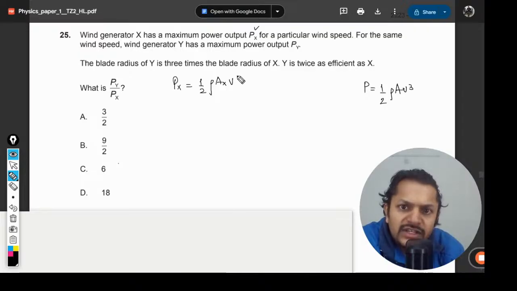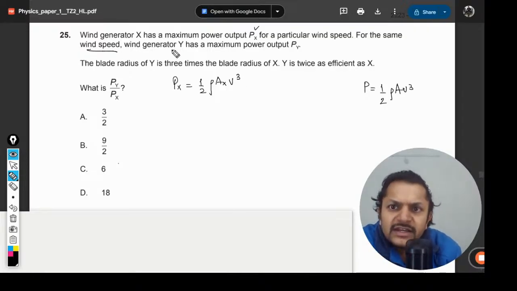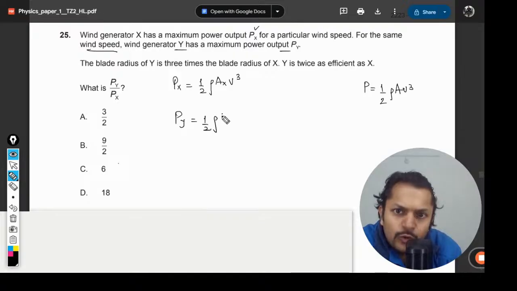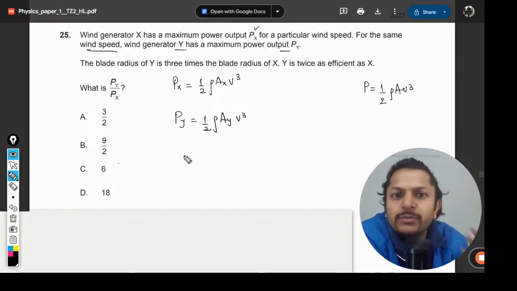And the velocity can be taken to be the same for the wind. For the same wind speed, yes, the wind generator Y has a maximum power output of Py, and that is half rho AY V cube. So this is the maximum power that will be produced by the wind turbine Y.